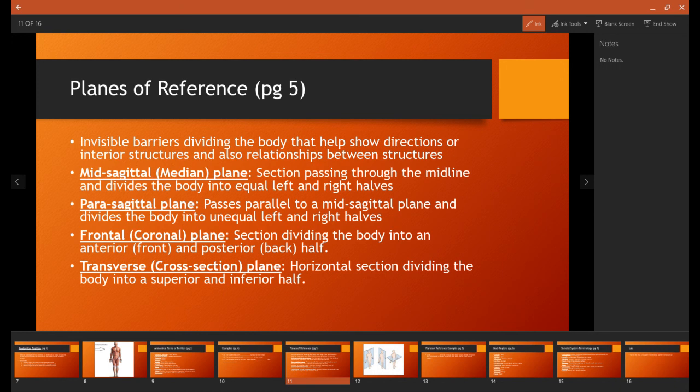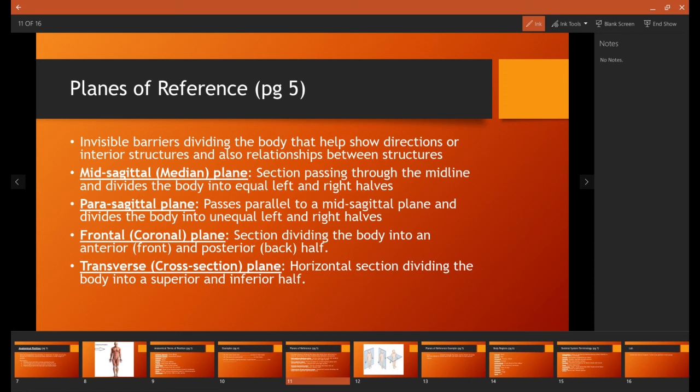A parasagittal plane is going to run parallel to a mid-sagittal, so it's going to be in the same direction, just slightly off-centered. What a parasagittal plane is going to do is divide the body into an unequal left and right half. Our next one is called a frontal or coronal plane. That word coronal just means crown. What it's going to do is divide the body into a front and back, or better words now that we've learned them, an anterior and posterior half.